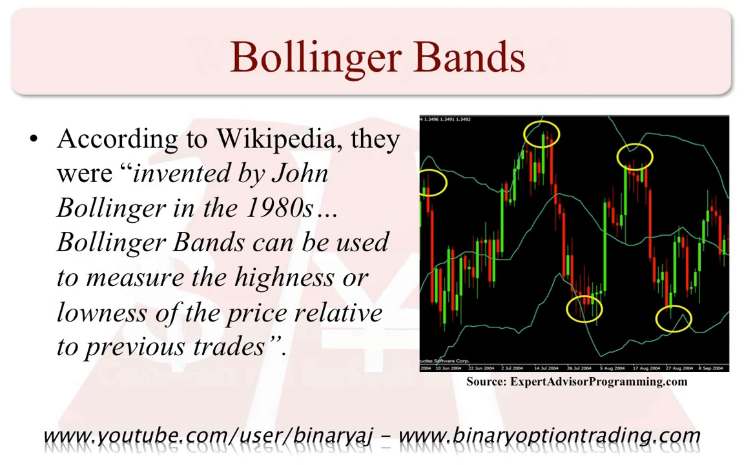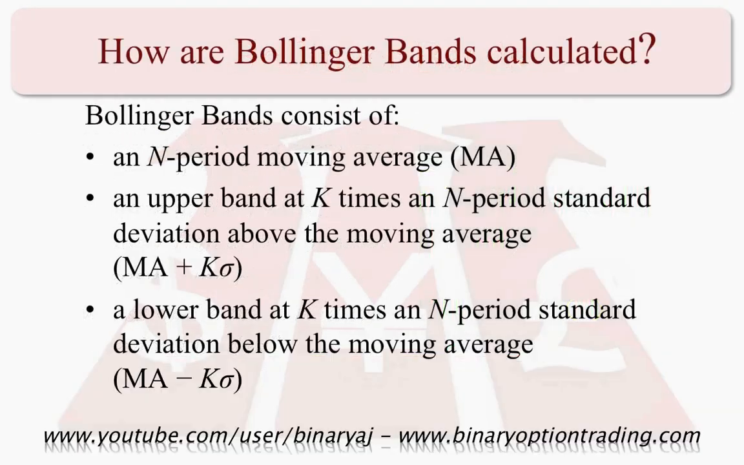But how exactly are they calculated? Well, they consist of an N period moving average, an upper band at K times an N period standard deviation above the moving average, and a lower band at K times an N period standard deviation below the moving average. Now, that sounds like super complicated math, but it really isn't. Essentially, it's a form of standard bell curve. And we'll get into this in a little bit.